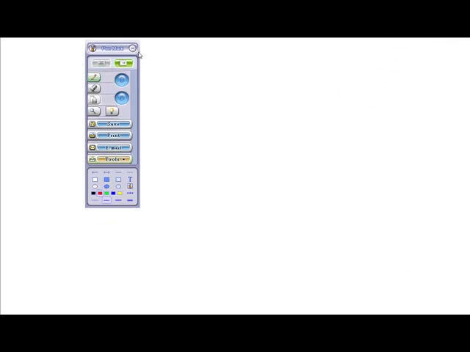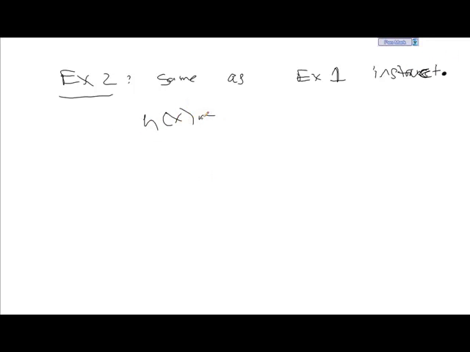Let's take a look at another example. Same as example one instructions. It's really hard to write with this thing. Instructions, and we'll say that h of x equals 3 times 2 to the x over 4 log base 10 of x.